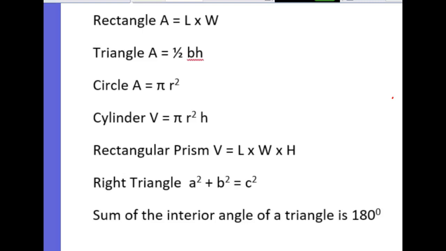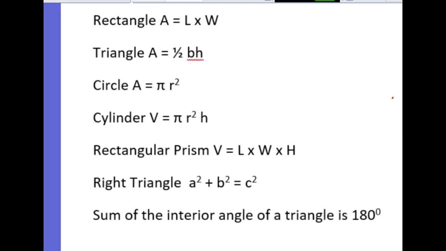Once again, these are the formulas that I expect you to memorize, because I think they might ask you about an area of a rectangle, but I don't think they're going to tell you that formula because they're going to expect you to know that. I think they're going to ask you about the area of a circle, but I don't expect them to give you the formula. I think they expect you to know those basic formulas.